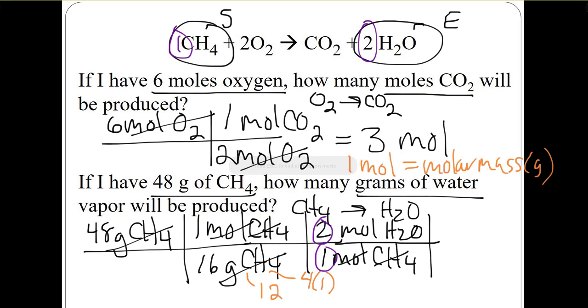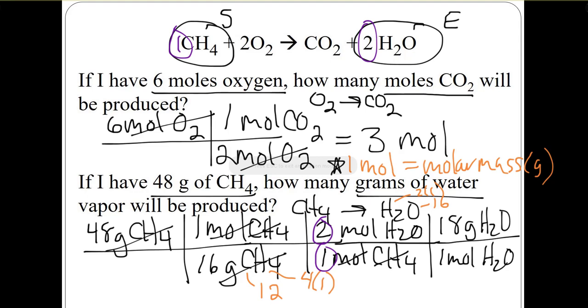And I just use my previous knowledge, and remember, 1 mole is equal to the molar mass in grams, looking on the periodic table. So I want to cancel out moles of water, and I will add up the molar mass of water looking at the periodic table. So I have 2 hydrogens, so that's 2 times 1, and I have 1 oxygen, which is 16. So that gives me a mass of 18.